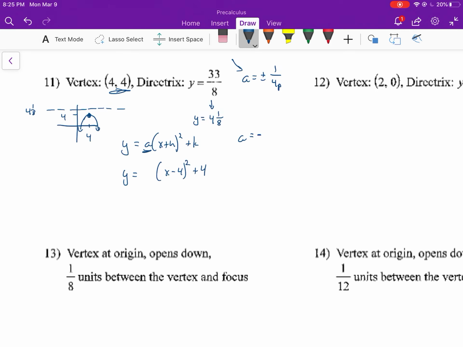So 1 over 4 times p. The value of p is the distance from either the focus to the vertex or the vertex to the directrix. How far is it from the vertex to the directrix? It is 1/8, because we're at 4 for the vertex and 4 and 1/8 for the directrix. Simplifying that, that's negative 1 over 1/2, which is negative 2. So a is negative 2, which goes right here in our equation, and there we have the equation of the parabola.